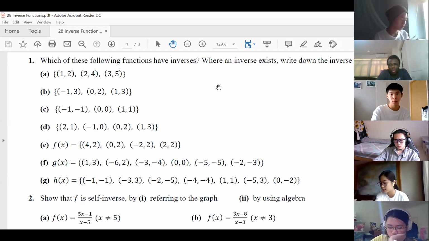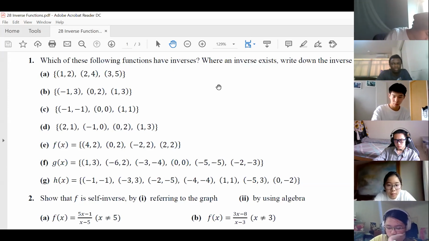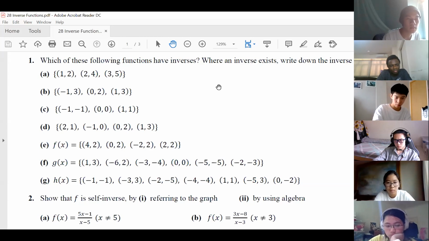1B doesn't have an inverse because they have the same y value. So 1B is not even a function. That's what she's claiming. Do we all agree? Lillian, do you agree with that? Yes. So how do you know something is not a function?